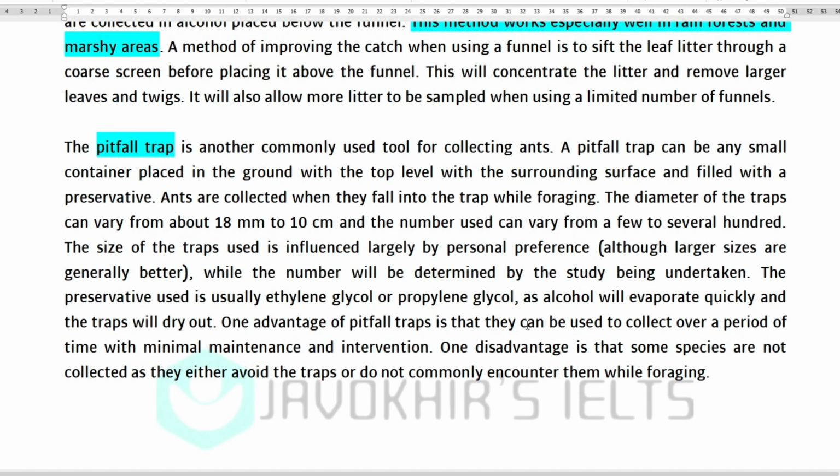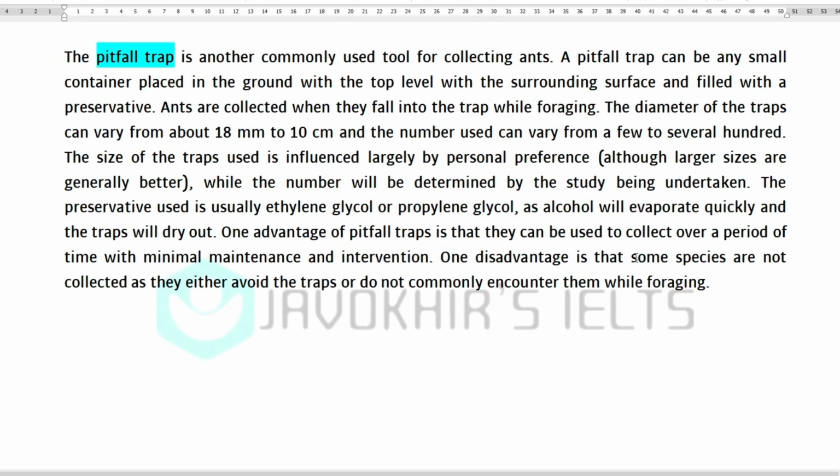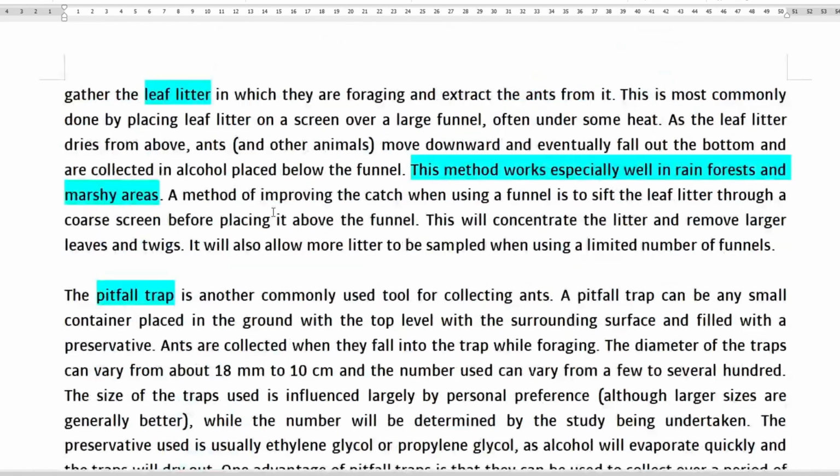One advantage of pitfall traps is that they can be used to collect over a period of time with minimal maintenance and intervention. One disadvantage is that some species are not collected because traps are commonly encountered by foraging ants. Pitfall trap. Did we have any pitfall trap? Alcohol. We have alcohol here.